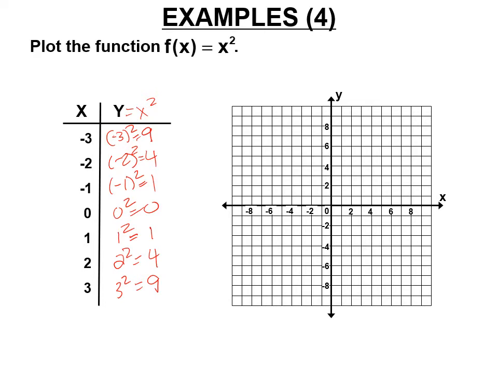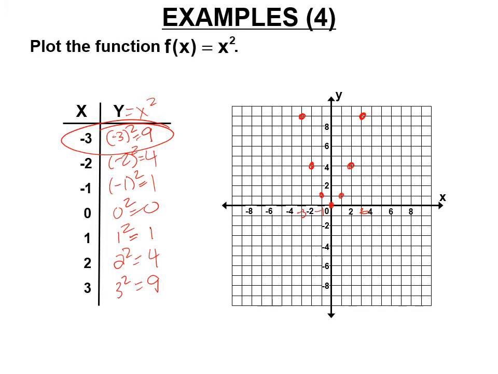All right, so let's see this. We're going to plot these points. The first point we have is -3, 9. Then we have -2, 4. Then we have -1, 1. Then 0, 0, 1, 1, 2, 4, and 3, 9.